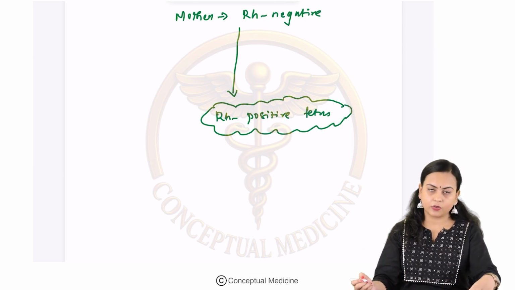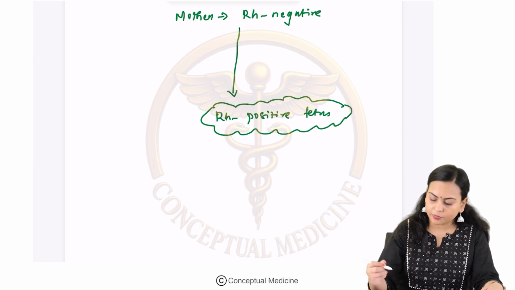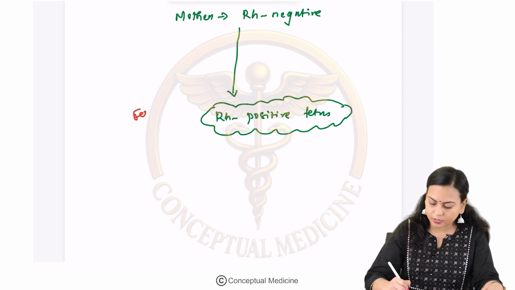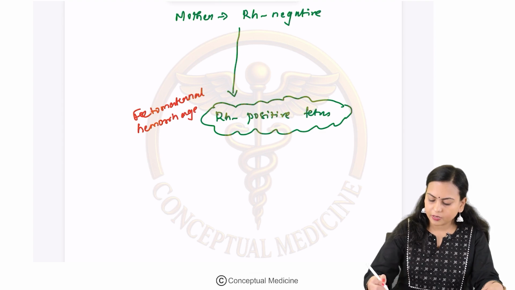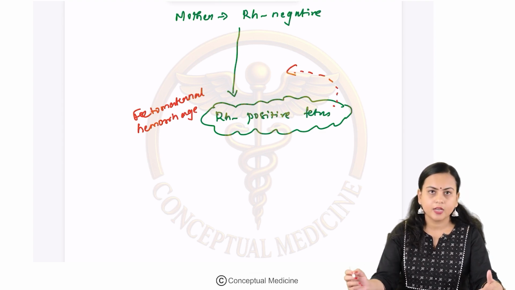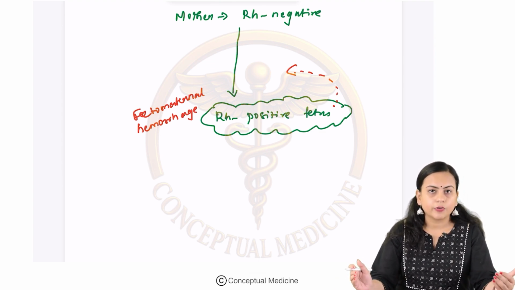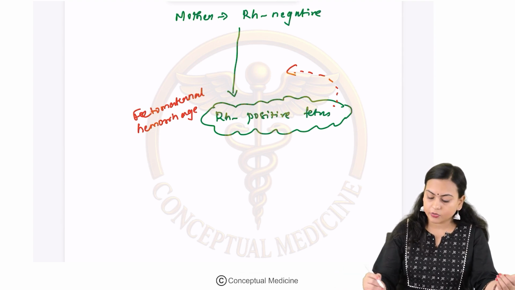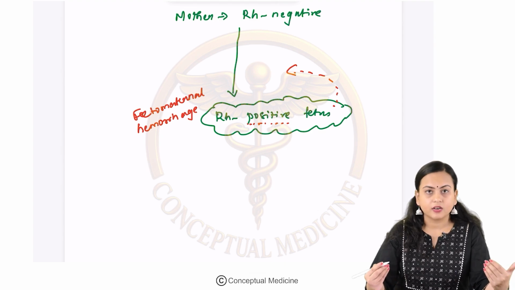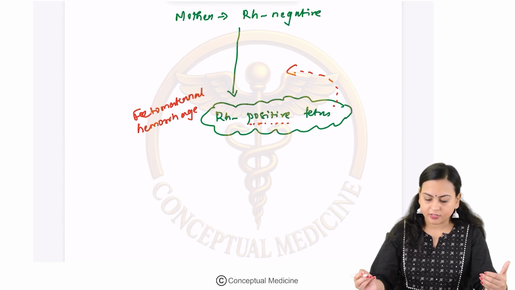By any chance, there is a small amount of feto-maternal hemorrhage going to happen. That is, some blood from the fetus is going to the mother. Then what happens? This is an Rh positive fetus. Anything that is new to the body is considered an antigen, and our immune system is going to develop antibodies against it, right? So here these Rh positive antigens are going to come to the maternal circulation, and our maternal immune system is going to produce antibodies against it, right?